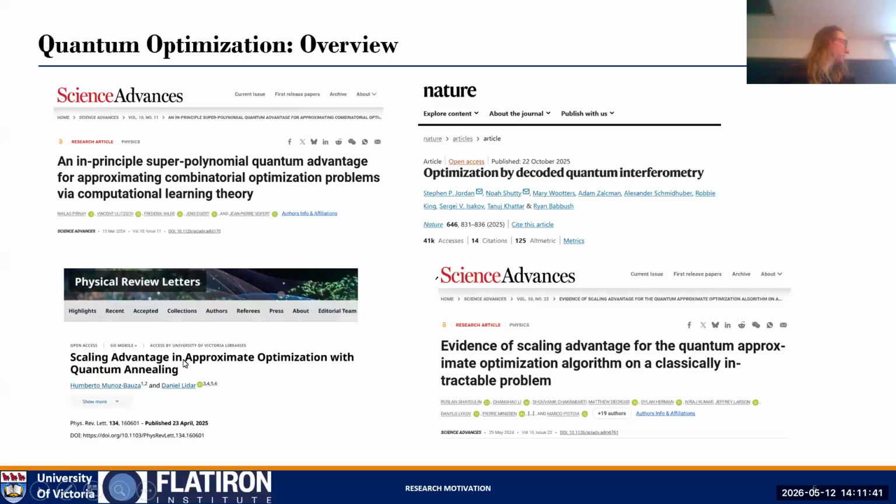They show scaling effect in approximate optimization with quantum annealing on two-dimensional Ising spin glass problem instances. All of these results have to do with approximate optimization as opposed to exact optimization.